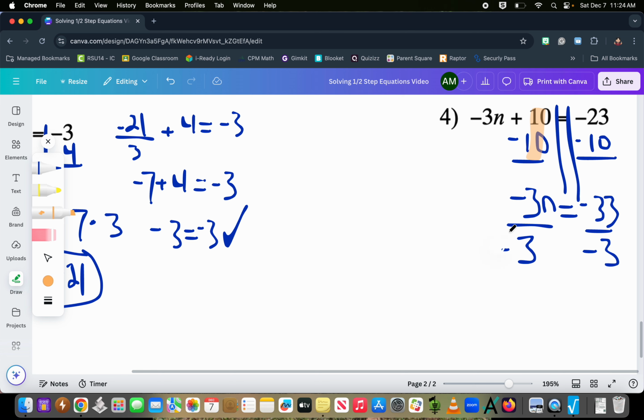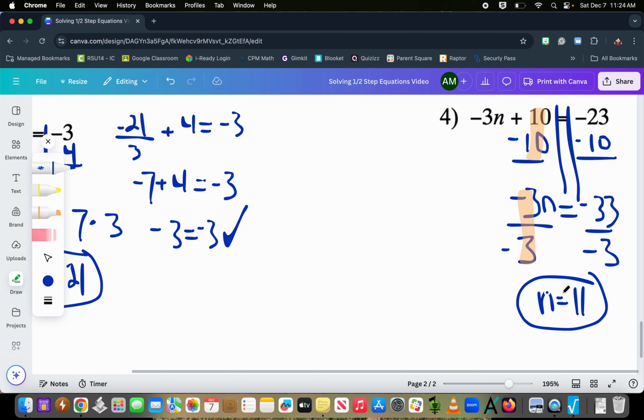On the left side, a negative 3 divided by a negative 3 is 1, or n. We're left with just n, which is what we want, equals negative 33 divided by negative 3. Well, negative divided by a negative is a positive, and in this case, it's going to be positive 11.